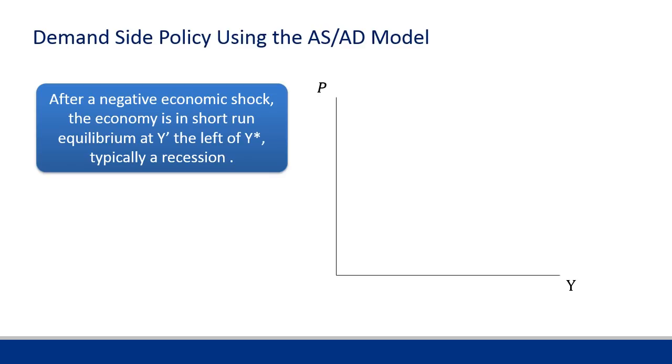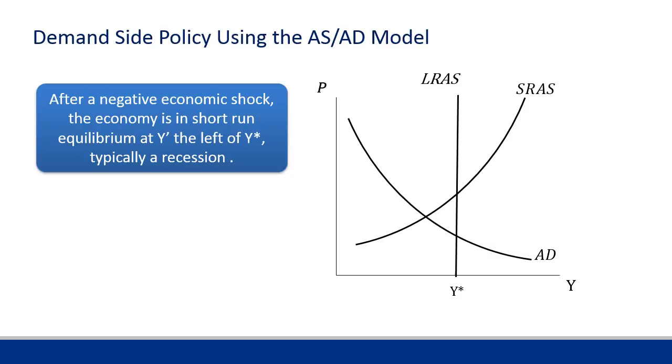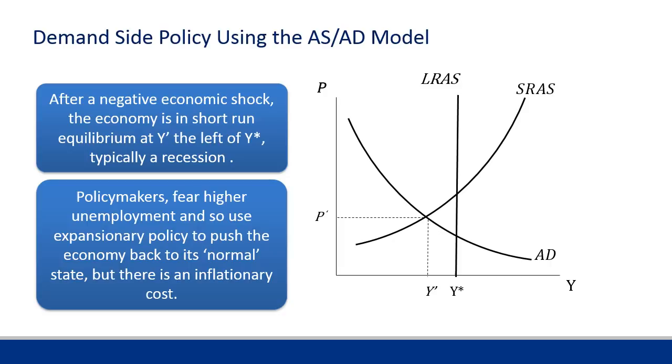We can also show demand side policy. Imagine a scenario after a negative economic shock. The economy is in a short run equilibrium where output is to the left of its natural rate, Y star. P dash, Y dash is the new short run equilibrium, but that's away from long run equilibrium. The government or the central bank can increase aggregate demand by using perhaps expansionary fiscal policy or expansionary monetary policy and push the economy back to its long run rate. Though as we can see, there is an increase in prices as a result. There is an inflationary cost.